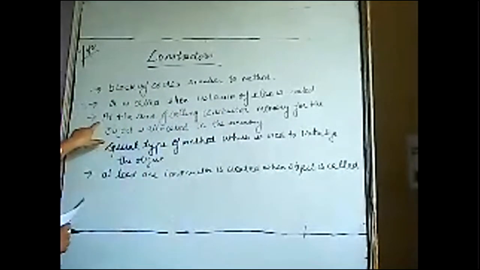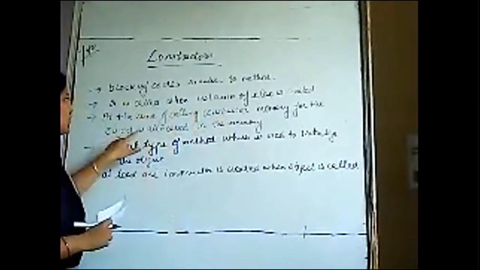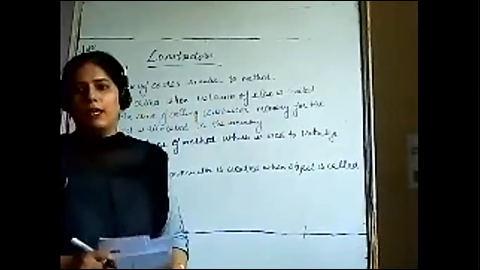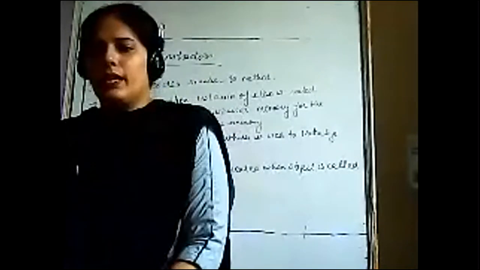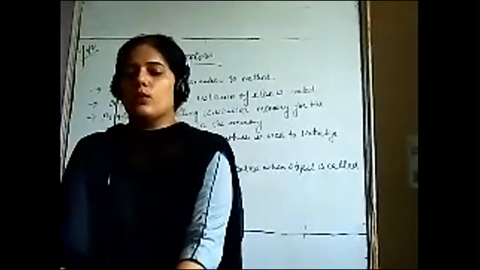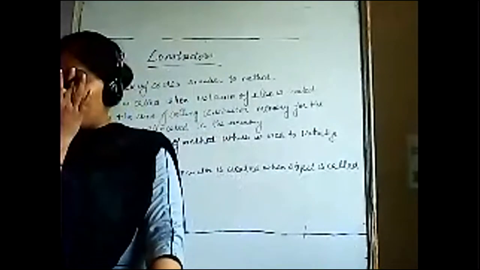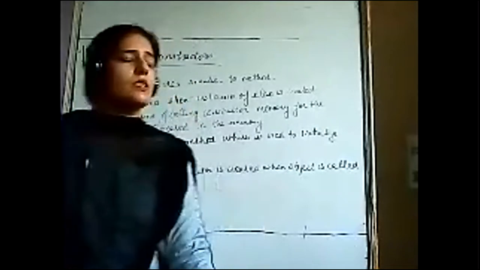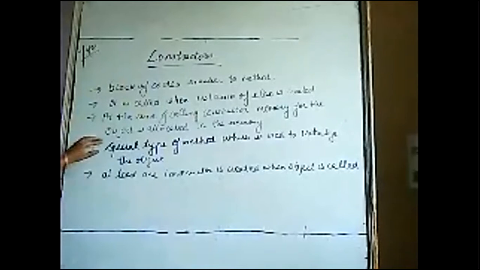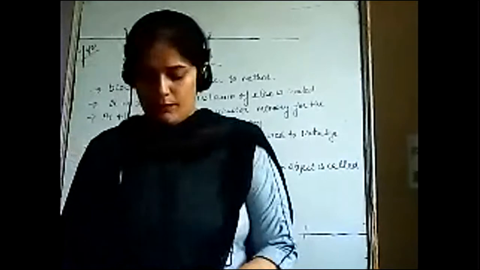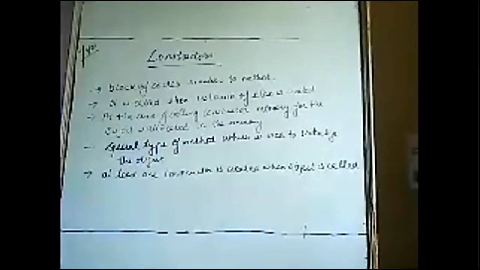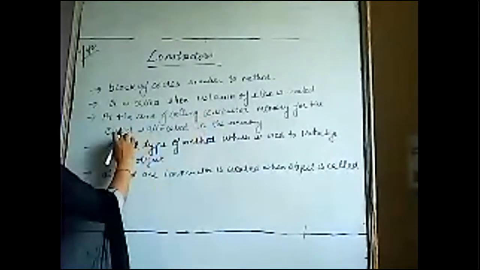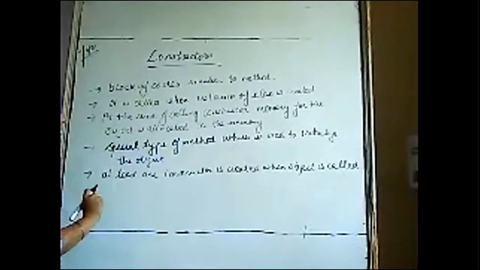So at the time of calling the constructor, memory for the object is allocated in the memory. When we call this constructor, as you know, the object occupies some memory with the help of the new operator. So the memory that is allocated to the object will automatically be given to that constructor also. This is how we can define it: at the time of calling the constructor, memory for the object is allocated.